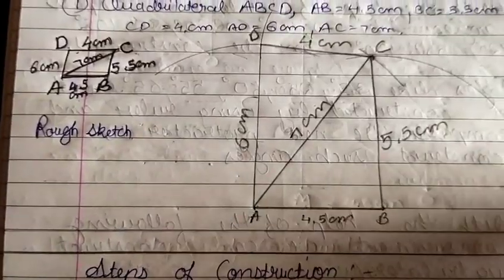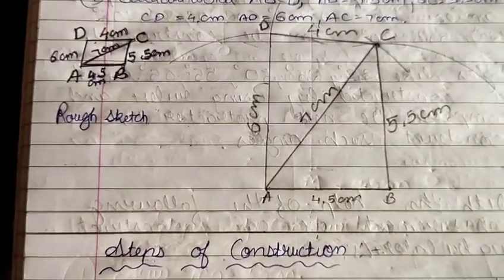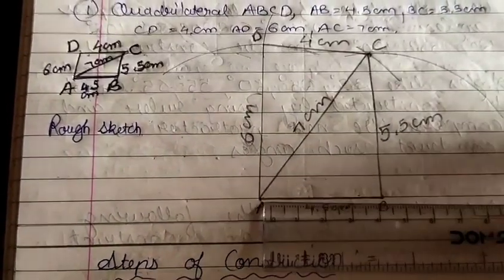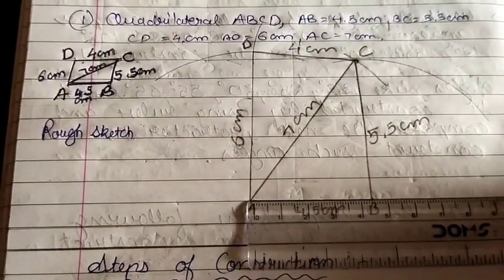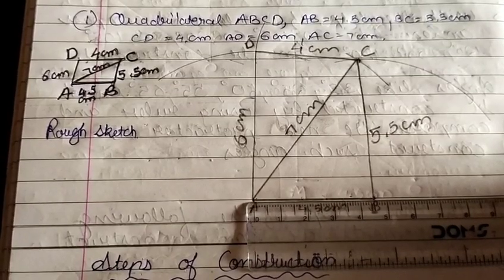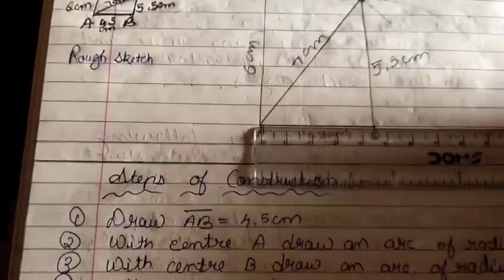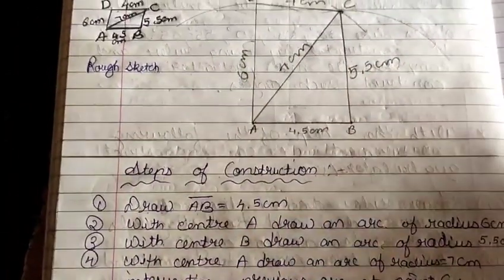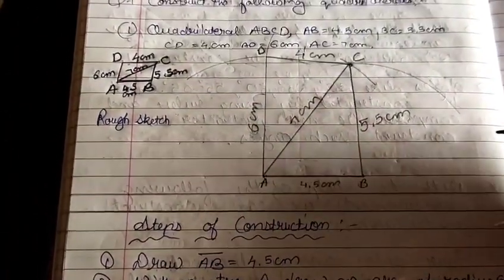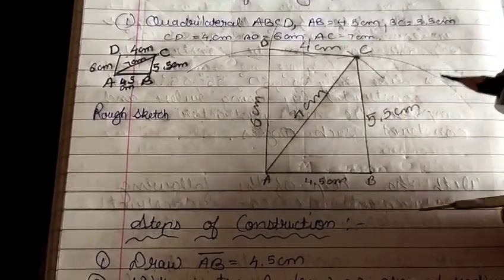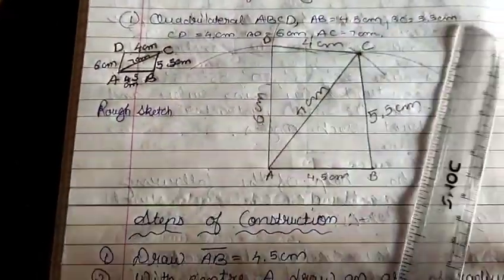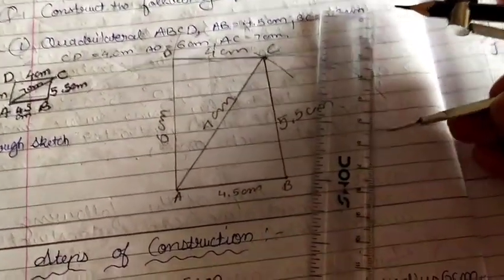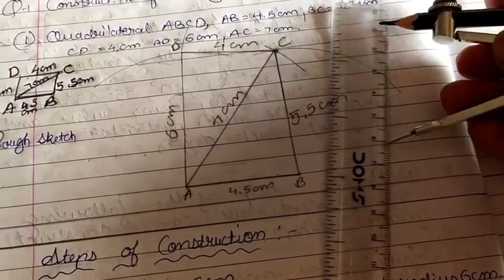Now, dear student, how to construct such? To construct such, you have to draw the base first. You know very well how to construct a base. So draw a line segment of 4.5 centimeter over here first, and write in the step: draw line segment AB equals 4.5 centimeter. Then you need to construct AD. AD is 6 centimeter. So how to construct 6 centimeter? Now dear student, you have to measure, you have to take 6 centimeter like this.